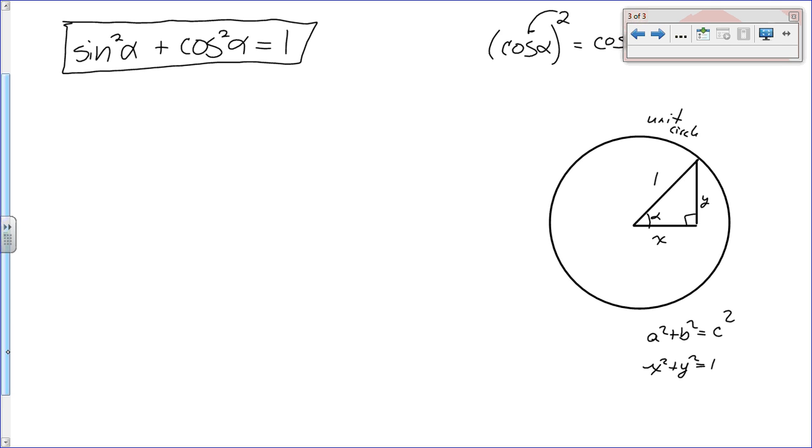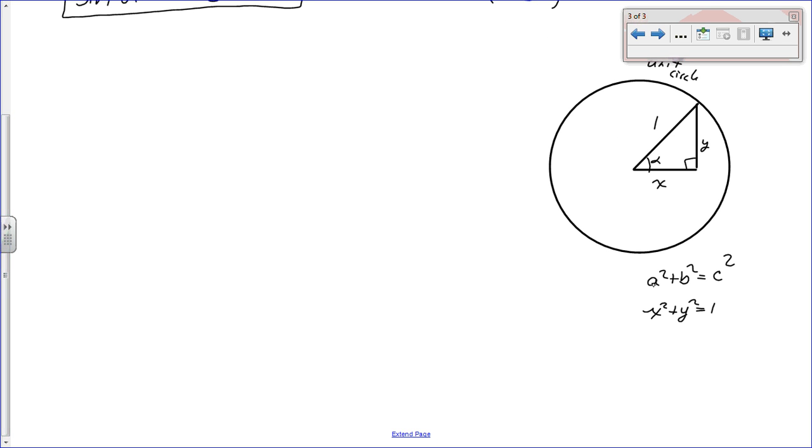Or, since we know that the cosine of alpha is your x value, this is cosine squared of alpha, plus, and we know the y value is sine, sine squared alpha, equals, and you just bring the 1 down. So that's how they get your Pythagorean trig identity. It all goes back to a triangle and the Pythagorean theorem.